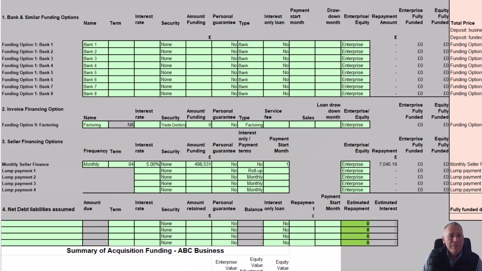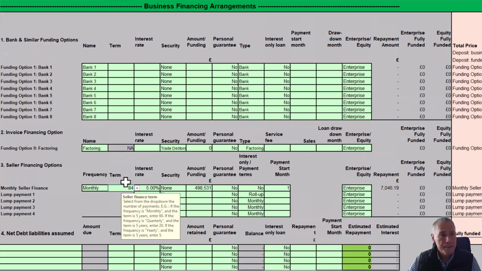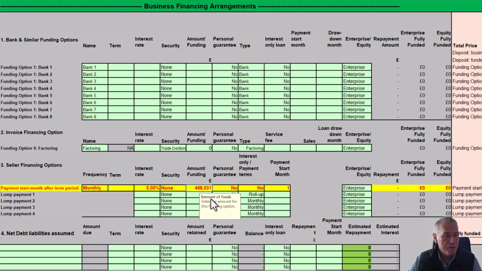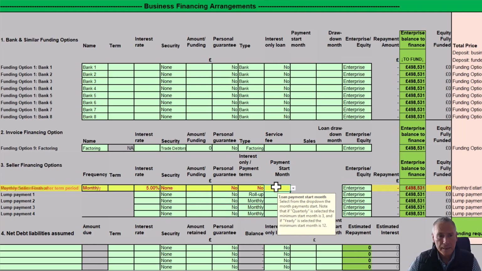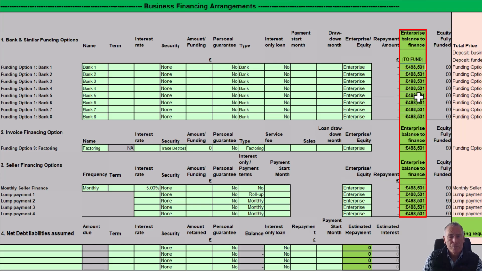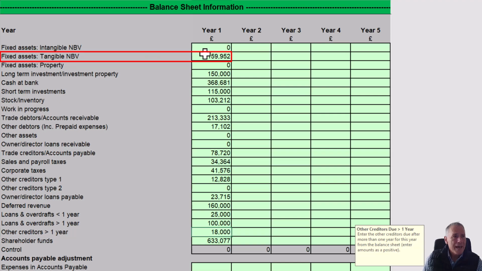So let's now have a look at other ways that this business could be financed. So what I'm going to do is delete the term there, seller financing, and I'm also going to delete the amount of the loan, and I'm going to delete the start date. So now we're back to having to fund the total valuation that we've put on this business of the 498,531.